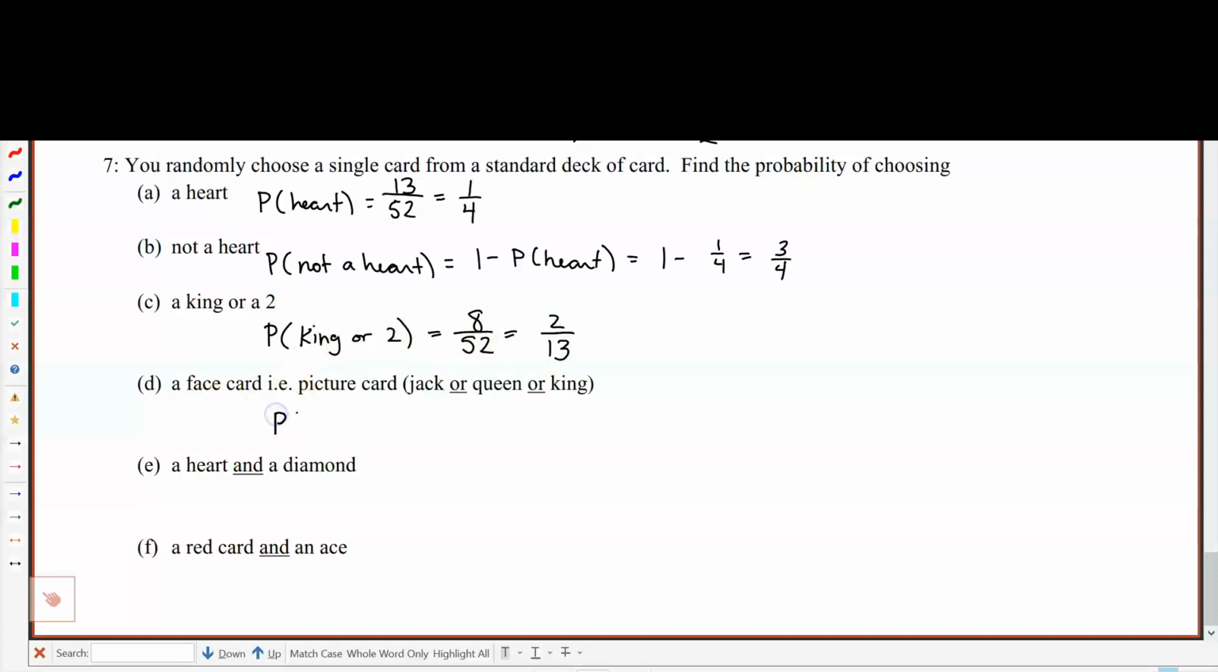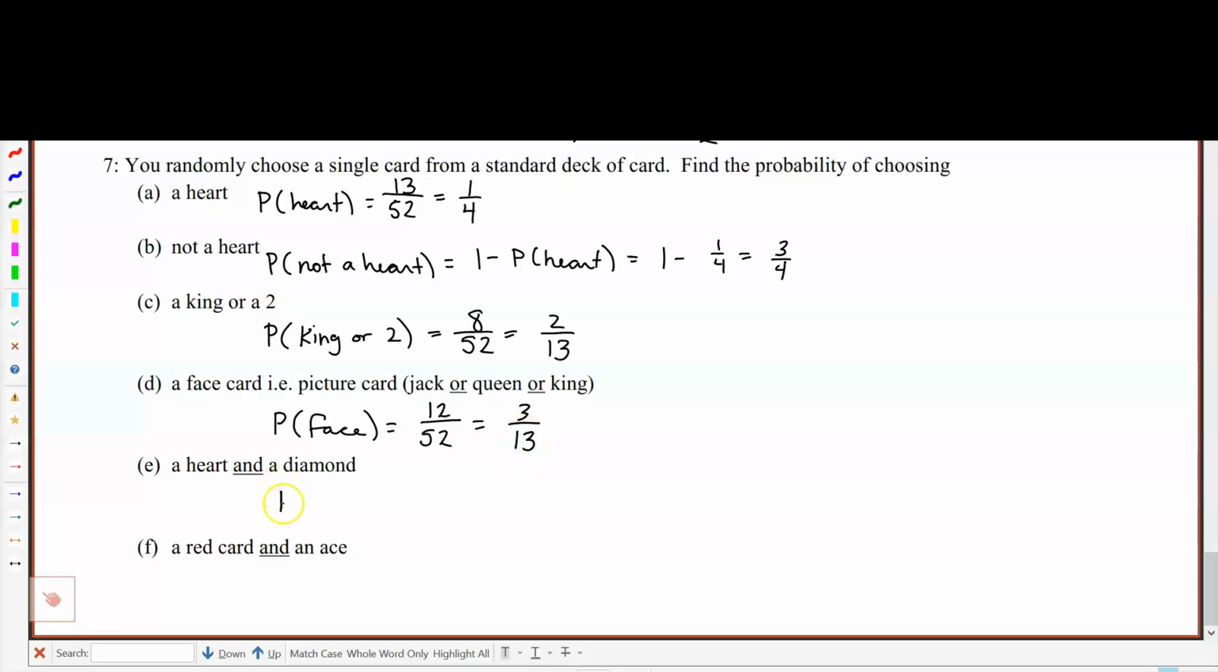What's the probability of getting a face card? As a reminder, face card means it's either a jack or a queen or a king. There are 4 jacks, 4 queens, 4 kings, so overall there are 12 cards that are considered face cards out of the 52 cards total. So that builds our probability, 12 out of 52, which simplified is 3/13.